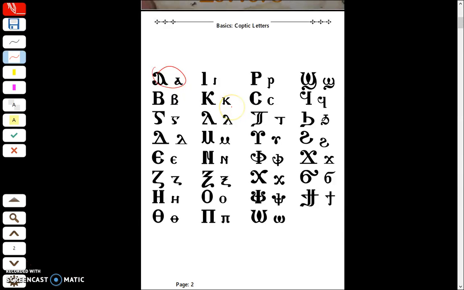You can see that the figure that used to be a bird, I'm going to assume the bird just looked like this. It eventually simplified so that you would have just this. And that was the bird for the letter A.